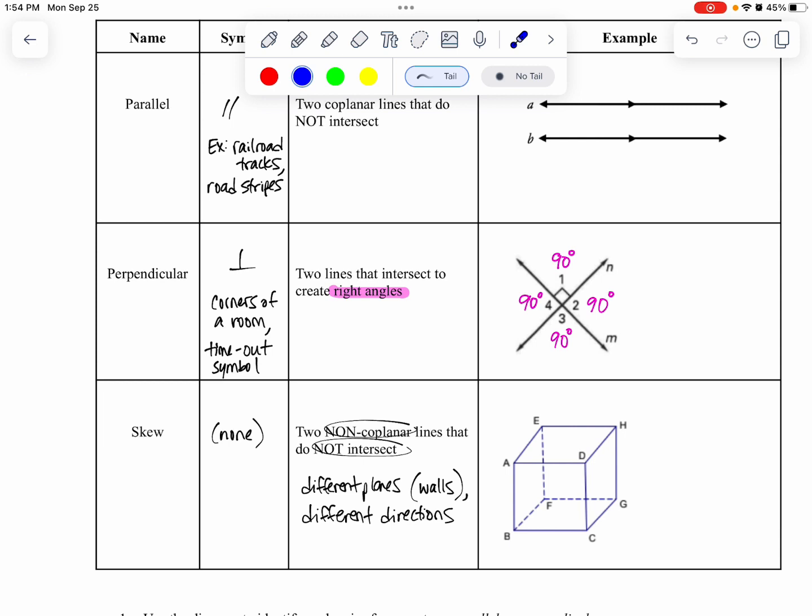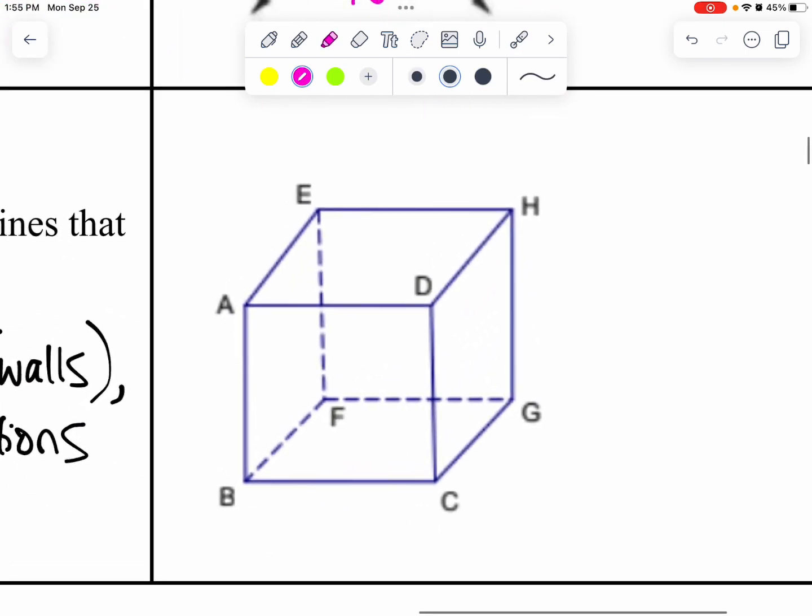And then we have one more vocab word called skew. That is when two lines go in different directions and they're on different planes. So kind of think about the walls in our classroom, how I've used those walls as examples before. What you need to keep in mind is that if you're going to have skew lines, they need to be on different planes or walls and also going in different directions, okay? Here is one example of skew lines. AD and HG.